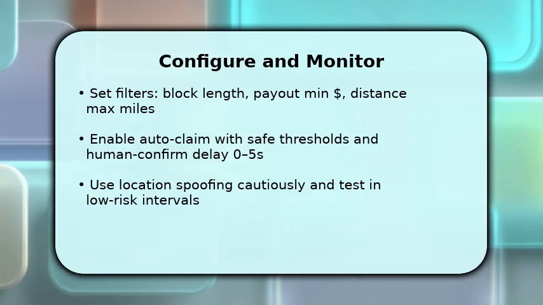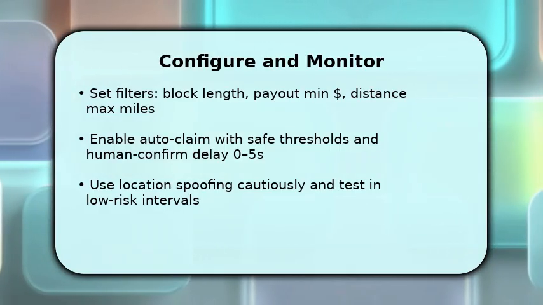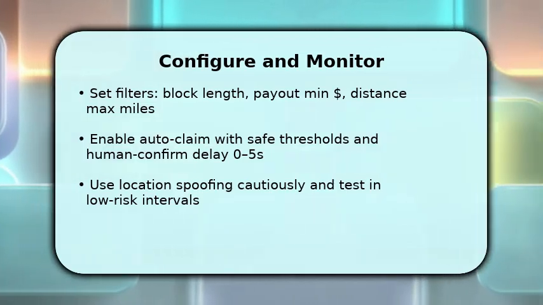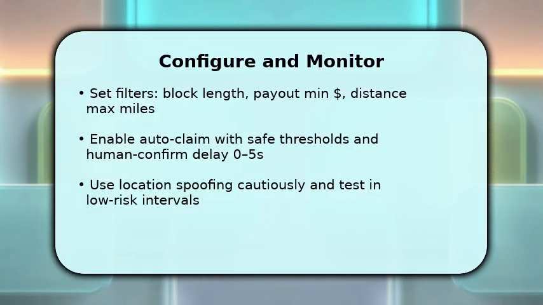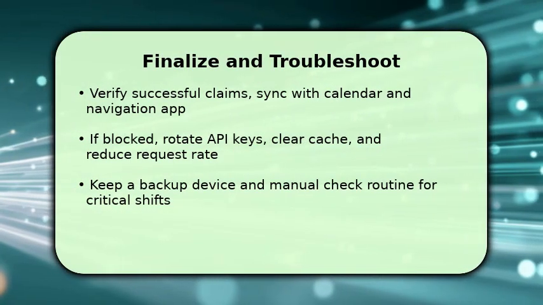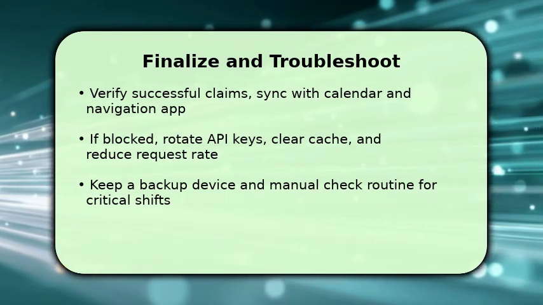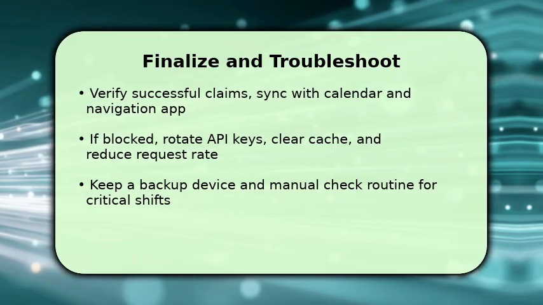Then run a live test during a slow period to monitor behavior and logs. Make incremental adjustments. Watch for throttling or captcha. You finish by syncing successful claims to your calendar and navigation app so you're ready to drive. Make sure notifications and confirmations are working. Run one full end-to-end claim to confirm.